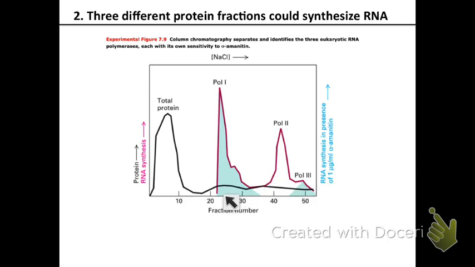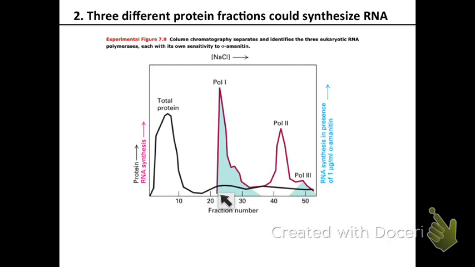And then what they do is they take each of these fractions, put a DNA template in there, put some nucleotides, and then see whether these fractions can produce any RNA. And then they plot the RNA synthesis in the pink. Okay? So what you can see is, all of these proteins that are coming out first, do these fractions contain proteins that are capable of synthesizing RNA? No, right? So you don't see any RNA synthesis.